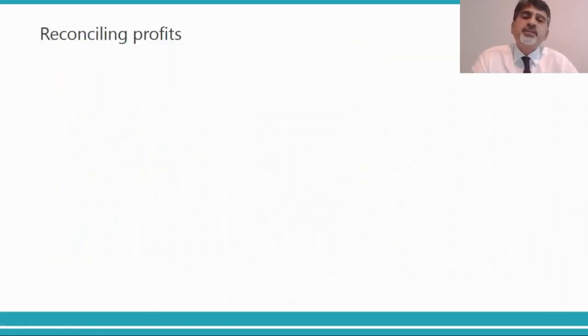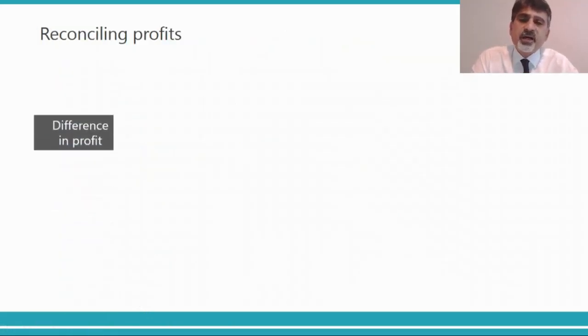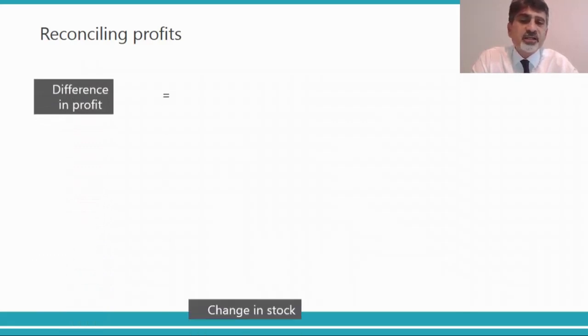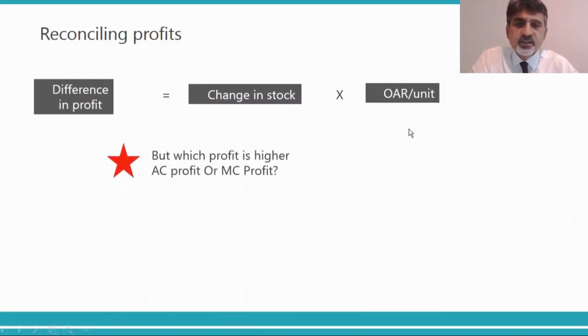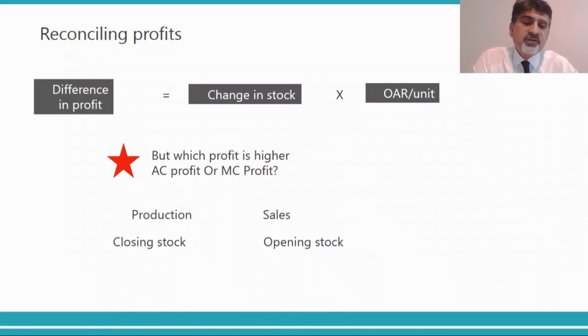So reconciling the profits between absorption and marginal costing, the difference in profit is equal to the change in stock, which means change in inventory, multiplied by the overhead absorption rate. In our case, it was 300 units multiplied by $5. But which profit is higher, absorption costing profit or marginal costing profit? Here you should remember the rule that you've got production and sales, closing inventory and opening inventory, and absorption costing profit and marginal costing profit.